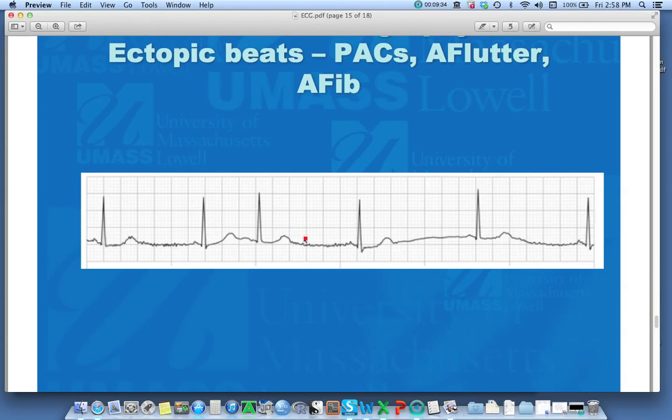So atrial fibrillation, we see we've got no discernible P wave. There's no clear-cut time when the entire atria is contracting at the same time. And we get an occasional QRS complex, and they're not regularly spaced. Every so often we get an action potential through the AV node that makes the ventricles depolarize and gives us a normal QRS complex.